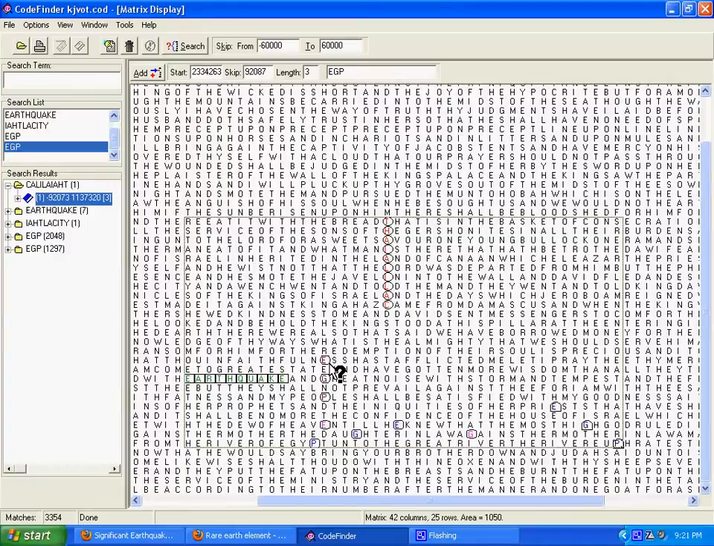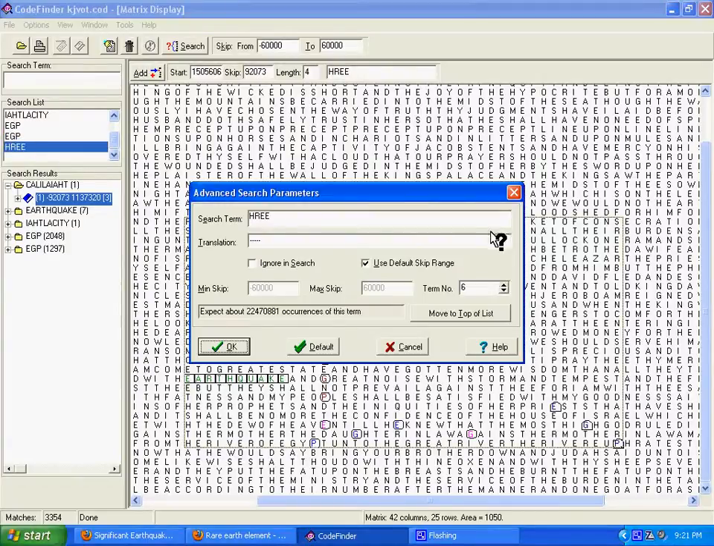This is what I'm looking for. The stuff that makes a pattern. Now, I'm going to show you even more terms that I found. I found this other term when I was looking around. I was just browsing. HREE. This is another term that I found, and I'm going to add that. I'm going to show you why.